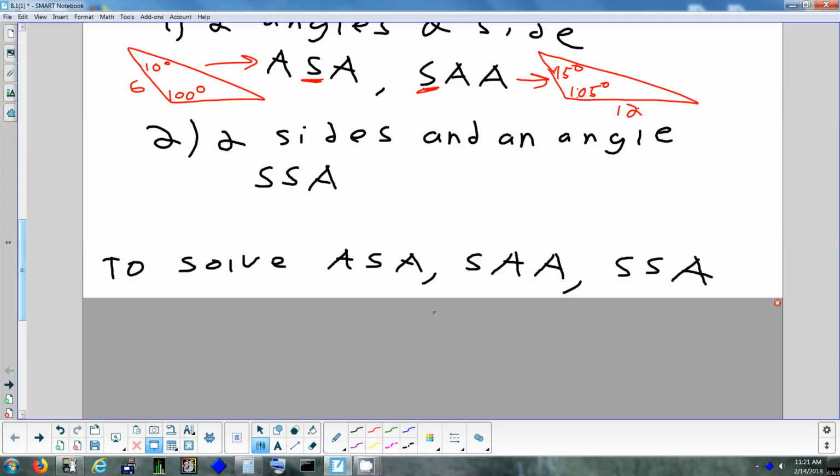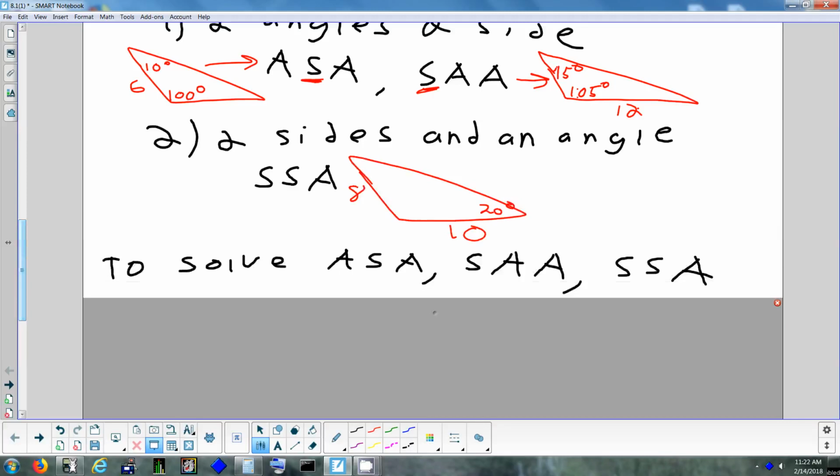So, whether you're solving a problem that has ASA, SAA, or SSA, which actually I didn't draw a picture of. So let's say side, side, and the angle that you know is not between the two S's. So pick one of the other angles. That's a picture of SSA.